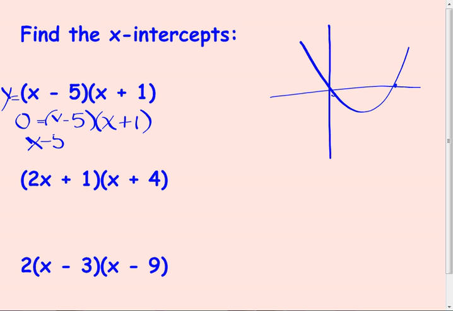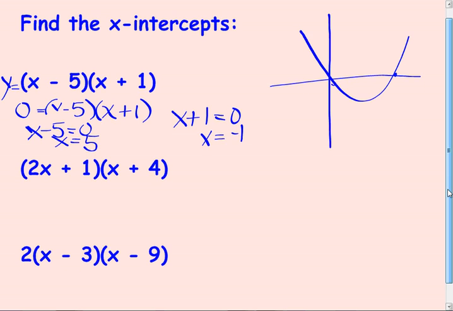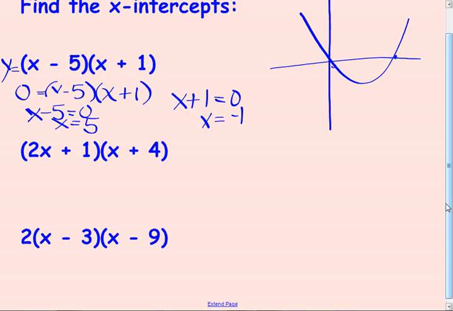X minus 5 equals 0, so x equals 5. So we can solve that. Okay, Joey, Jens? X plus 1 is equal to 0. What makes that one 0? Negative 1. Okay, we're okay with that. It's when I get to the next problem that maybe we're not okay.